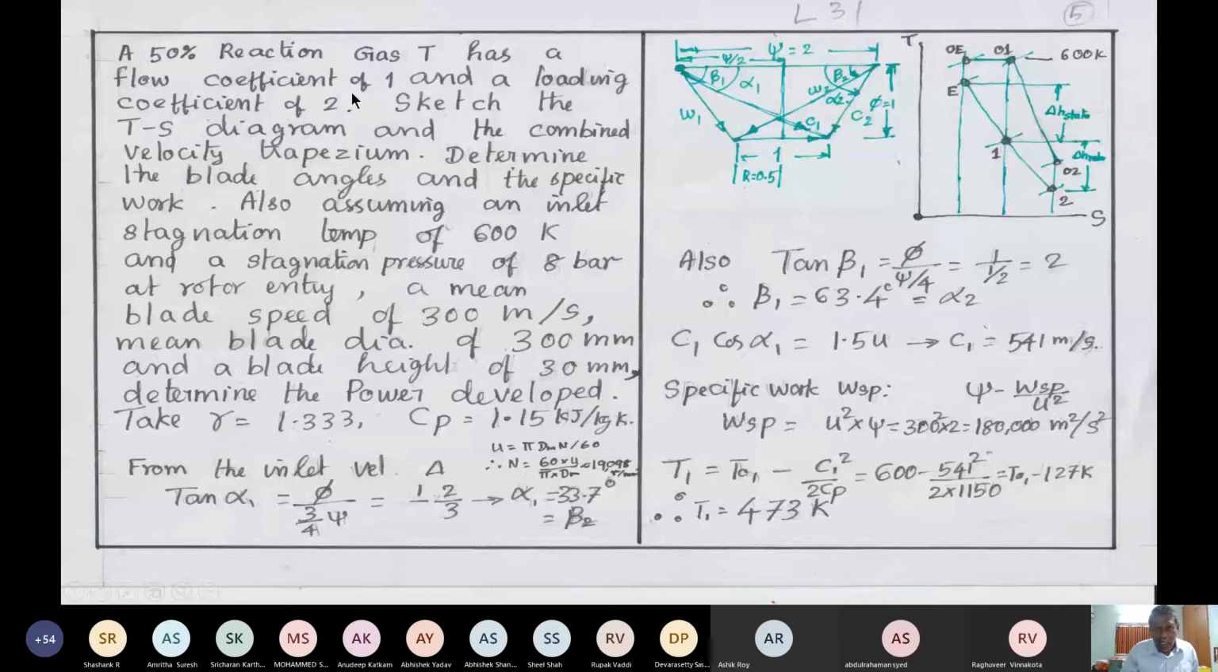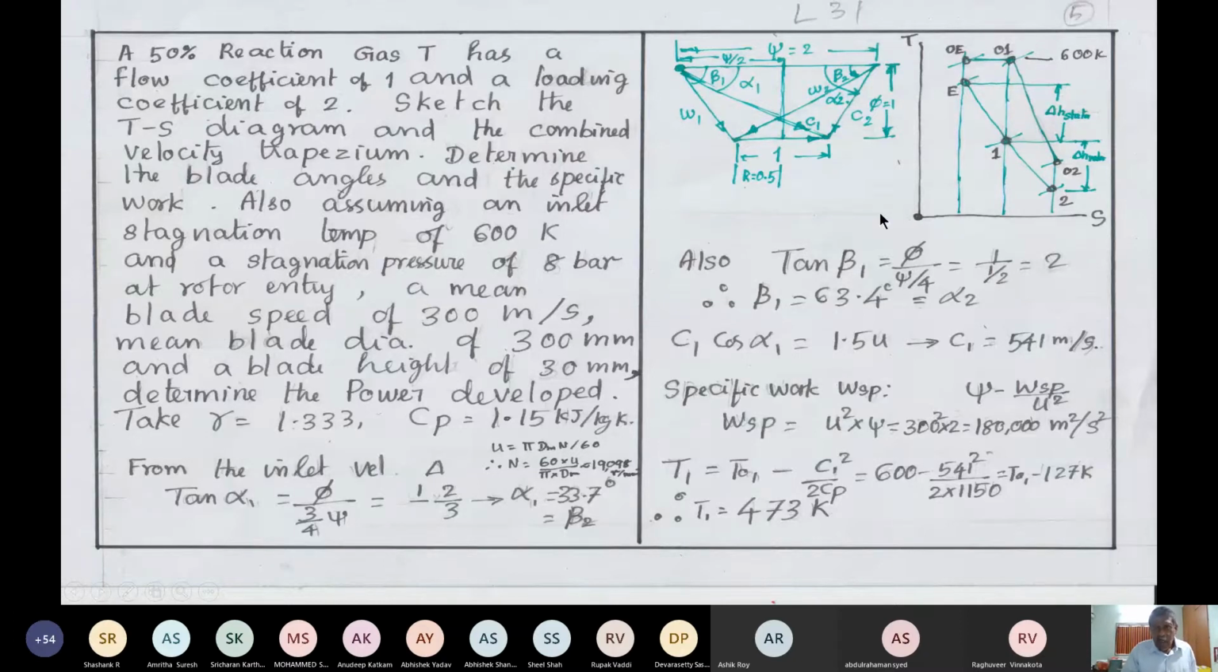See, first you have to draw a horizontal line of 1 unit always. So draw a perpendicular line and mark a length, flow coefficient. Here it is 1. Then from there, you draw a horizontal line and you mark psi by 2 on one side and psi by 2 on the other side. So you will get the top side of the trapezium. Then join the ends.